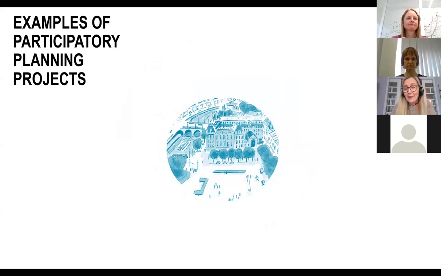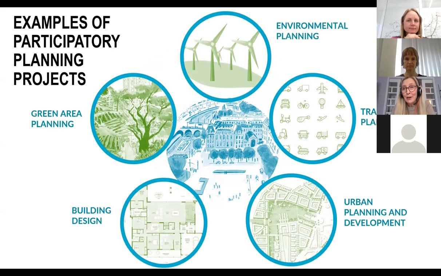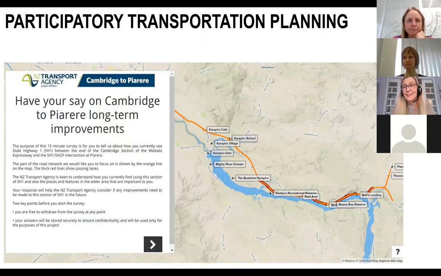So there are already lots of examples of real-life public participation projects using this MapSonair methodology. And these examples vary from green area planning, environmental planning, urban planning to transportation planning, and also to individual building design. Some examples from participatory transport planning I can name: here is a case from New Zealand where experiences related to a specific highway have been studied.